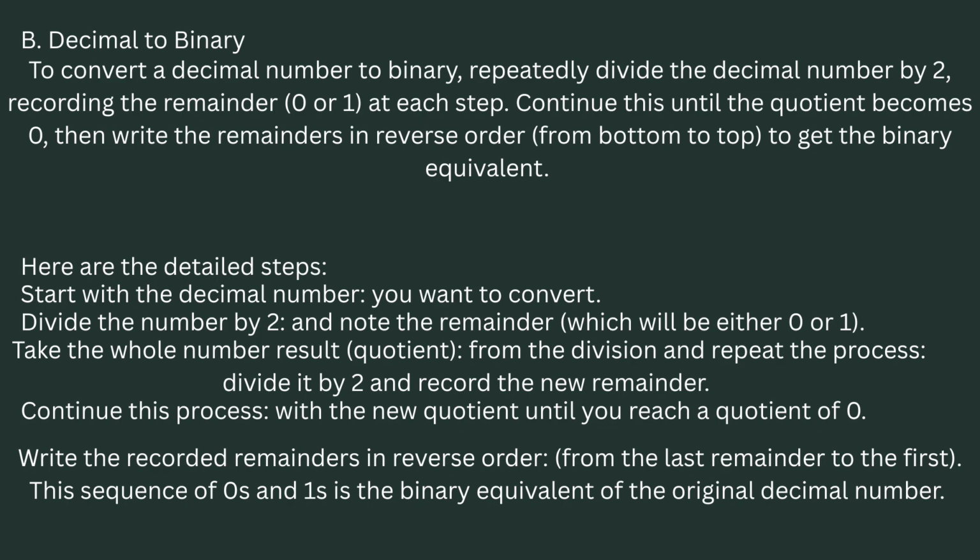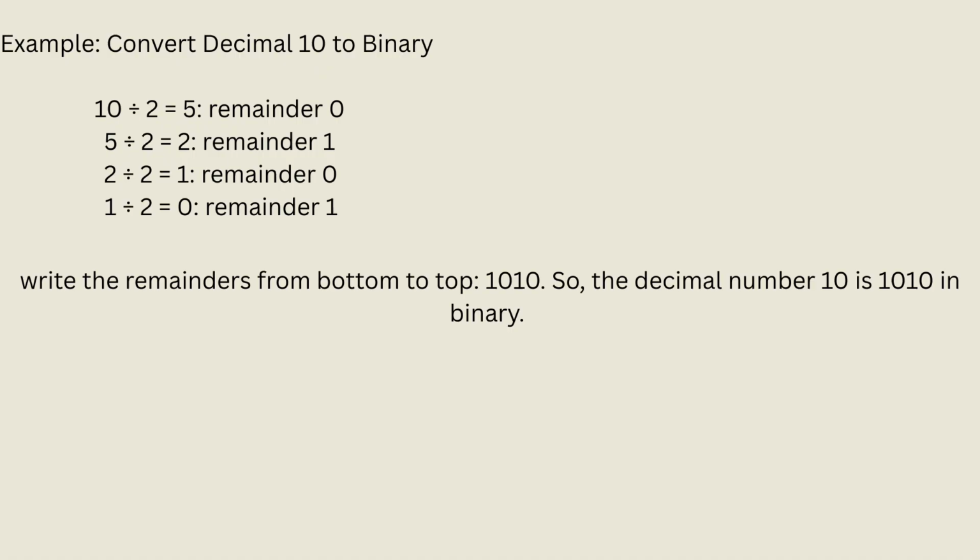Start with the decimal number you want to convert. Divide the number by 2 and note the remainder, which will be either 0 or 1. Take the whole number result, the quotient, from the division and repeat the process. Divide it by 2 and record the new remainder. Continue this process with the new quotient until you reach a quotient of 0. Write the recorded remainders in reverse order, from the last remainder to the first. This sequence of 0s and 1s is the binary equivalent of the original decimal number.